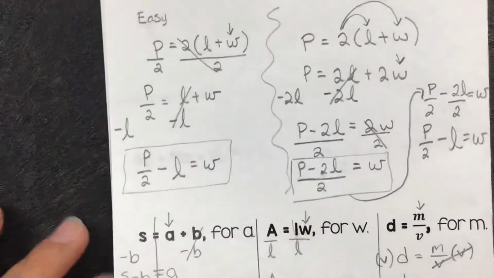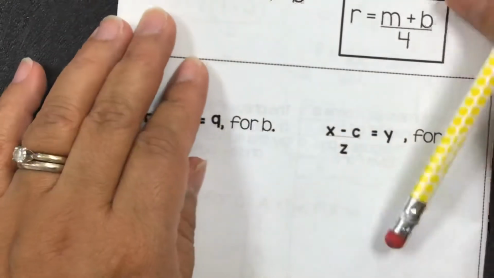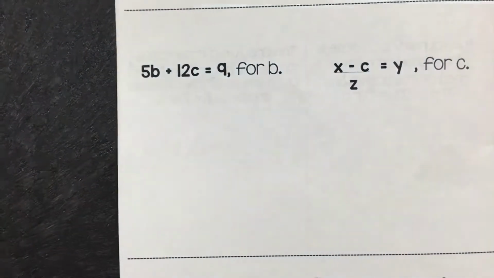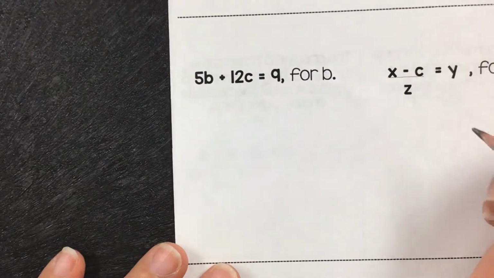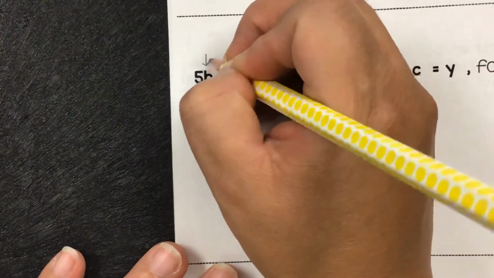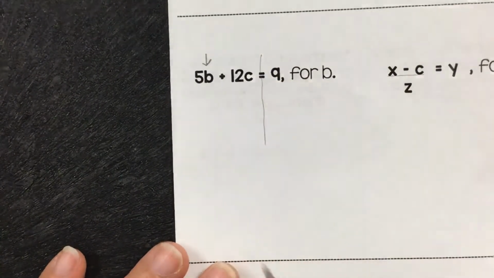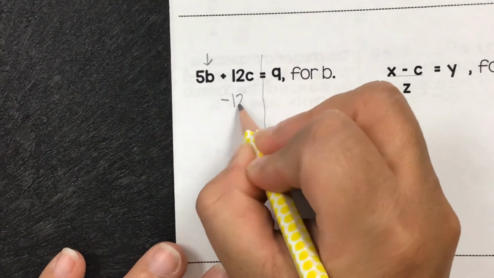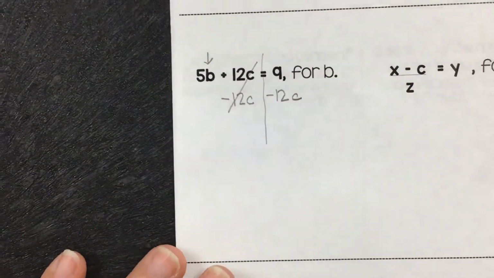Okay, now we've got to find 2. And 2 is on the wrong side, so if you'll find multi-step rearranging. And this is when we have more than one step to solve for the variable. But remember, what we're solving for is the one that we're looking for. So we got this. The B is what we're looking for. That means that this plus 12C is sort of like a number, so we still have to just subtract 12C. Subtract 12C. It's going to eliminate this.